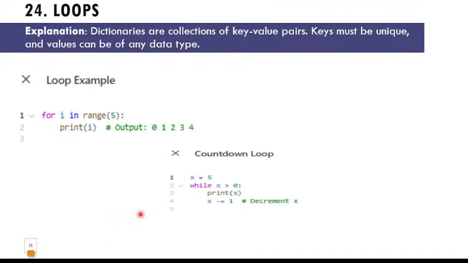Loop. Dictionaries are a collection of key-value pairs. Keys must be unique and values can be of any data type. Loop example: for i in range 5, print i, output 0, 1, 2, 3, 4. While loop: x is equal to 5.